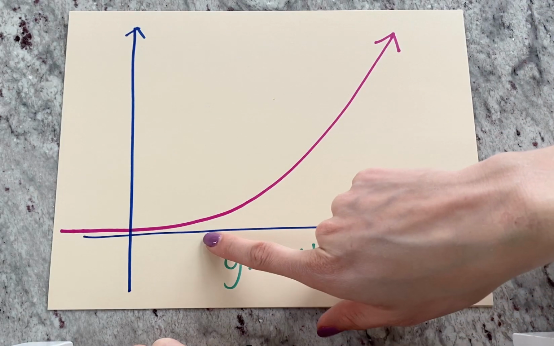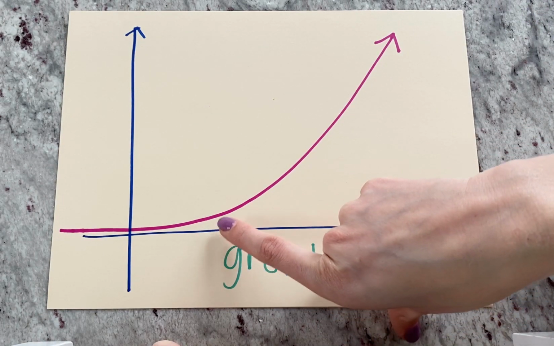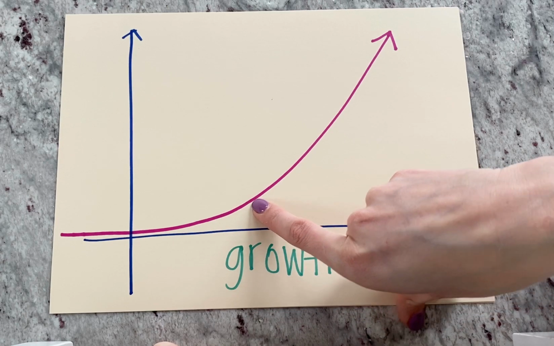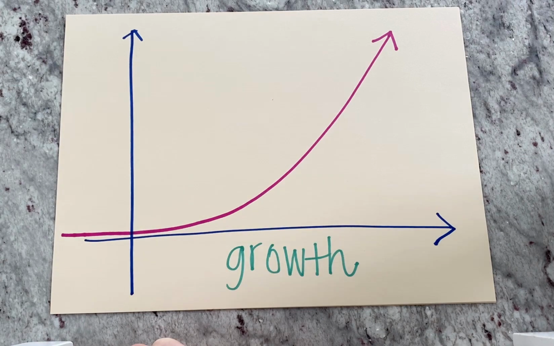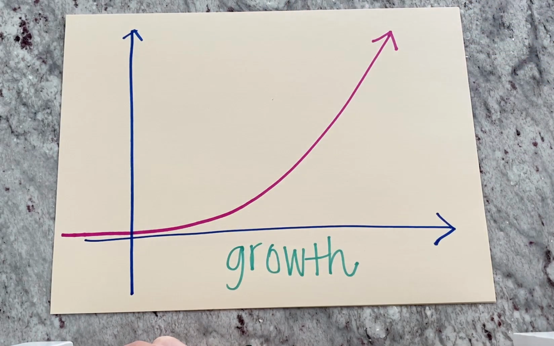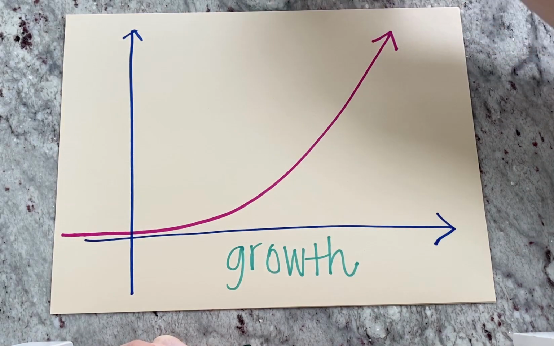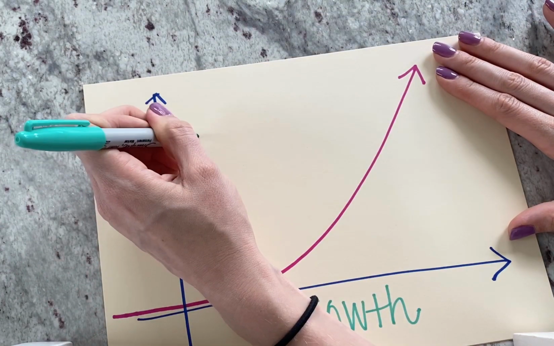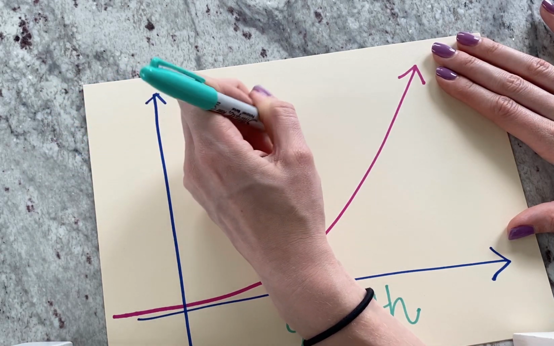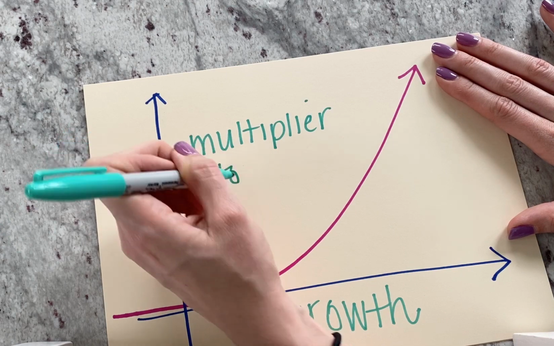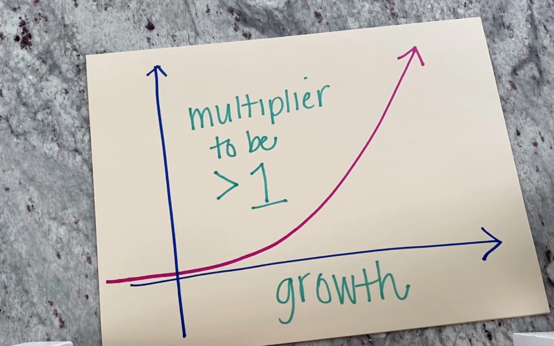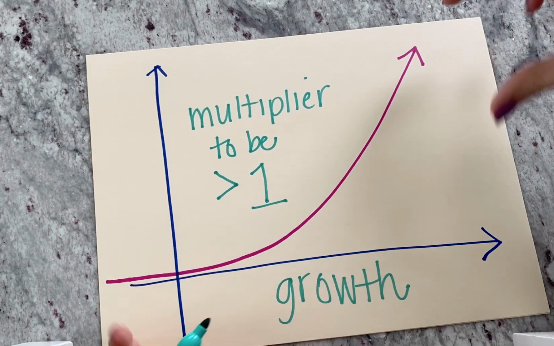For growth, what's happening in the equation is we are taking our previous value and multiplying by a certain number to get to the next value. So let's say this time we multiply by 1.5, and then we multiply by 1.5 again, and again. If we want to grow, we need our multiplier, the number we multiply by each time, to be greater than 1. If you want to grow, you need to multiply by a number bigger than 1.